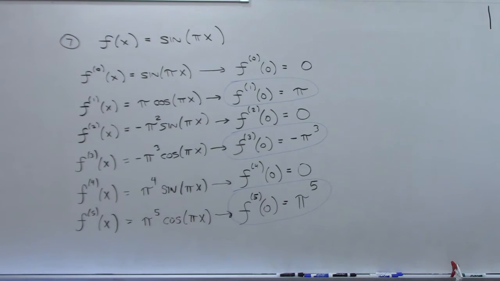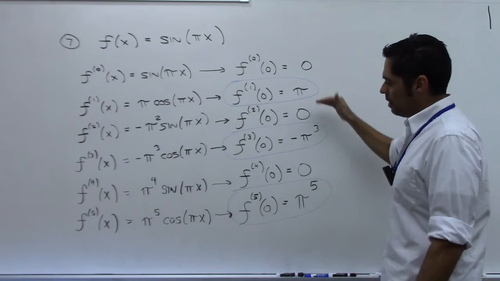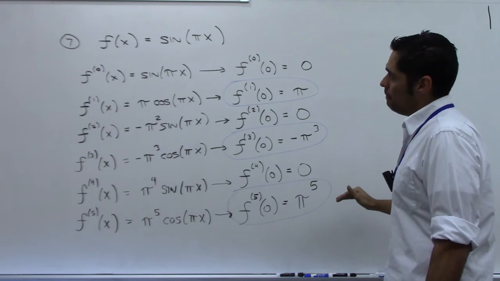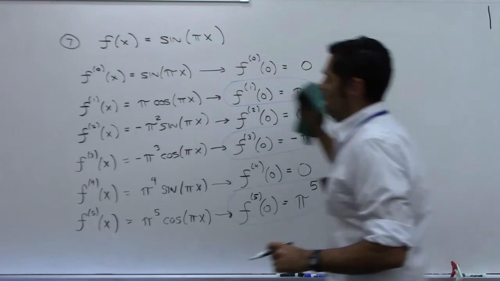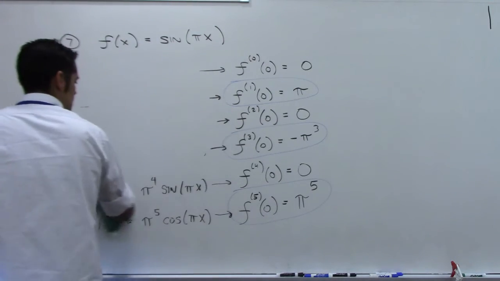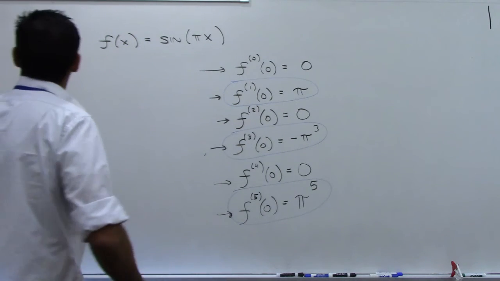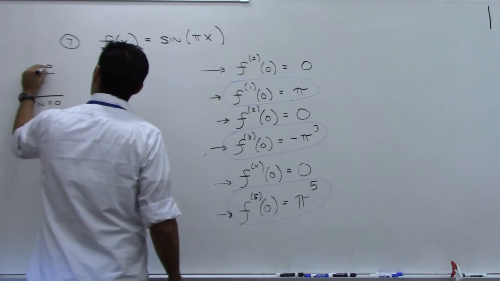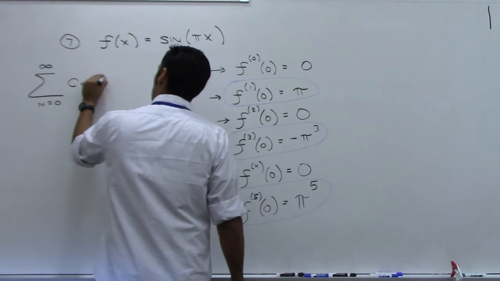This one's a little bit harder to pick up, like I said, because what's happening is we do have a pattern, but it's only occurring at odd derivatives. So the way that I like to approach this is I like to write out what this series is supposed to look like. Okay, so we know that this is supposed to be the sum n equals 0 to infinity of c sub n and then x to the n.